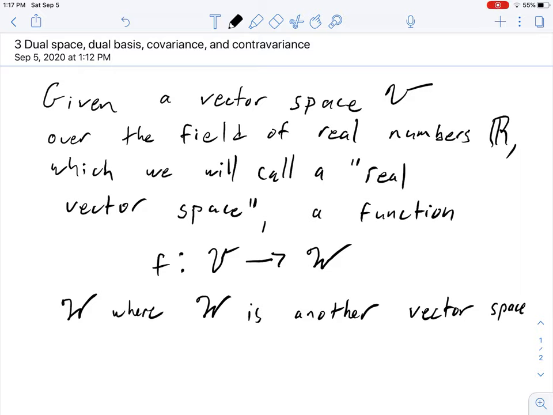And one thing to note is that R, so the set of real numbers, is a vector space. It's a vector space over itself, the field R, in the sense that you can add real numbers together, and you can multiply them by scalars, namely other real numbers. So it's a vector space over itself in that sense.